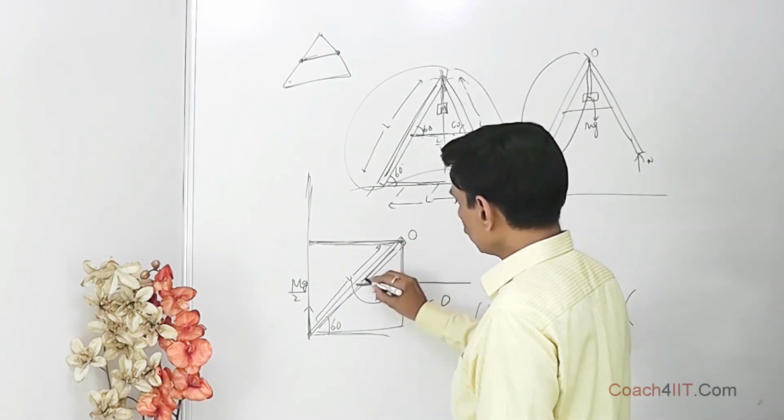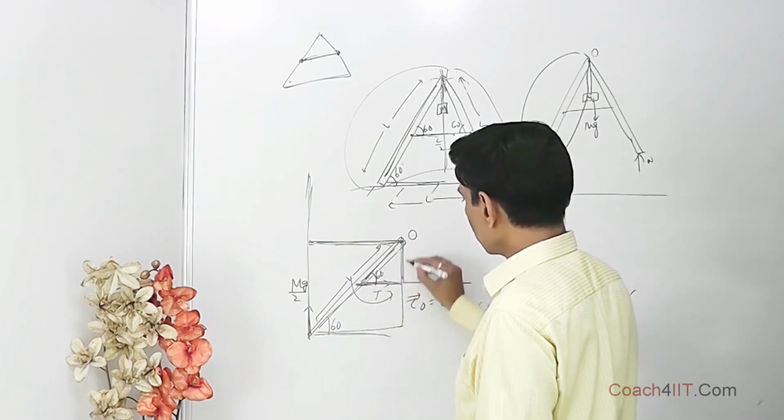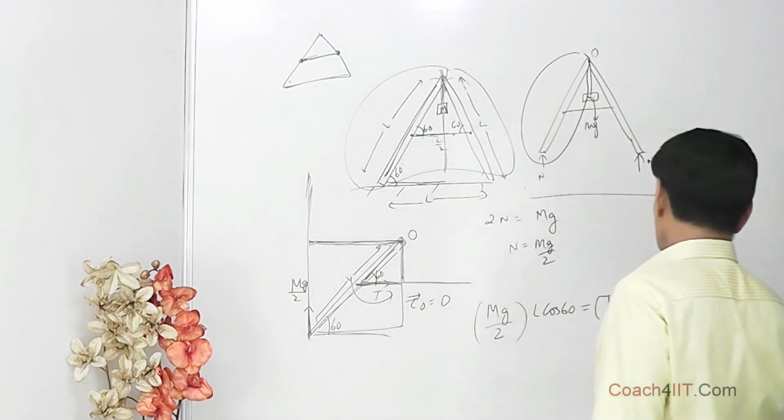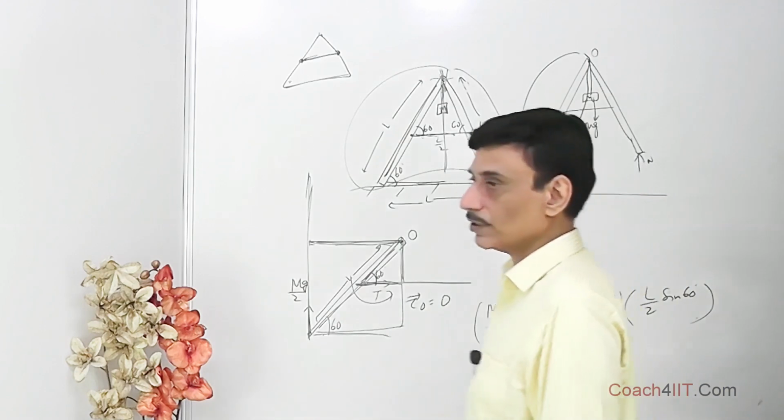So this is L by 2, this is 60 degree, so this is L by 2 cos 60, and this is L by 2 sin 60. So this is L by 2 sin 60 degree, and from here we can just put the values and we can get the answer.